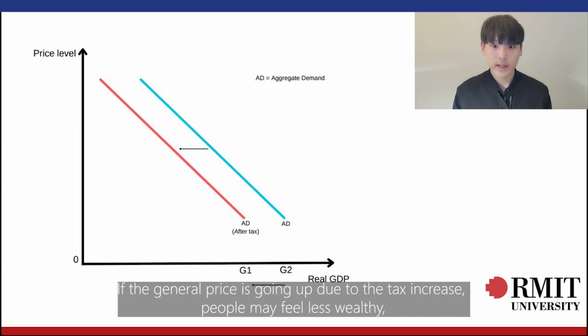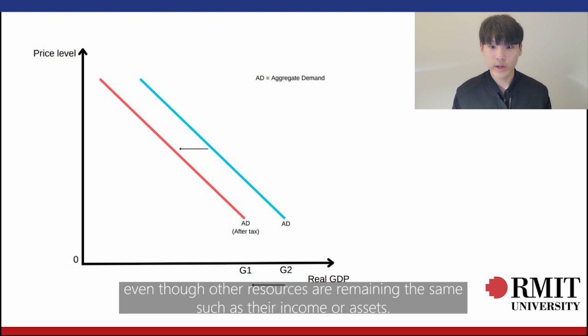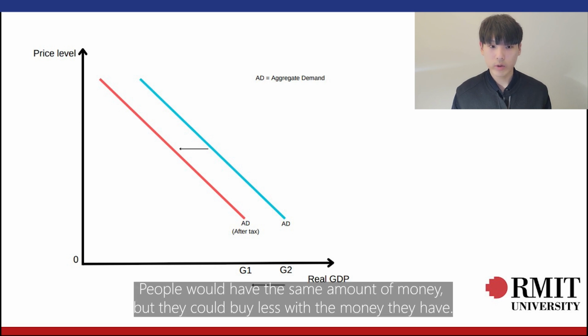If the general price is going up due to the tax increase, people may feel less wealthy, even though other resources remain the same, such as their income or assets. People would have the same amount of money, but they could buy less with the money they have.